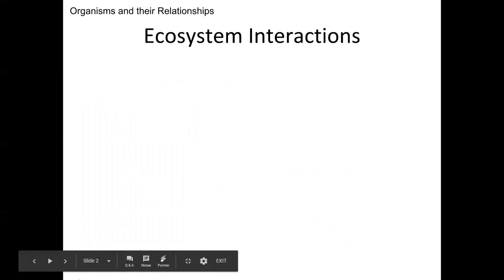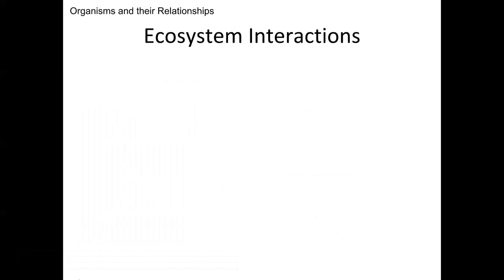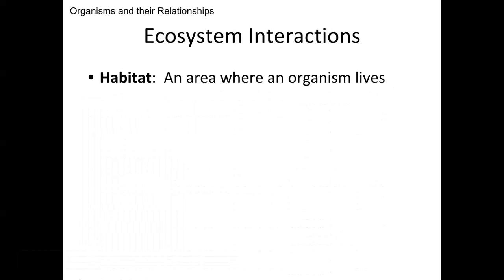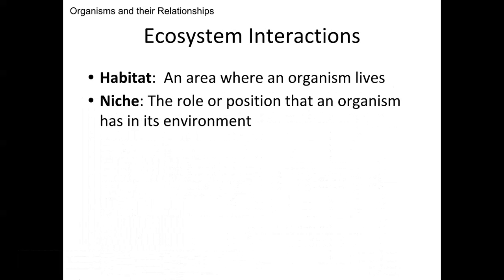So your notes are titled Unit 6, page 3, Habitat versus Niche Notes. How do ecologists organize and study life? We're going to be looking at some of these interactions. First thing we want to make sure you understand is what a habitat is, which is where an organism lives. And then the niche, we sometimes call it the job that the organism does. It's the role or position that an organism has in the environment.